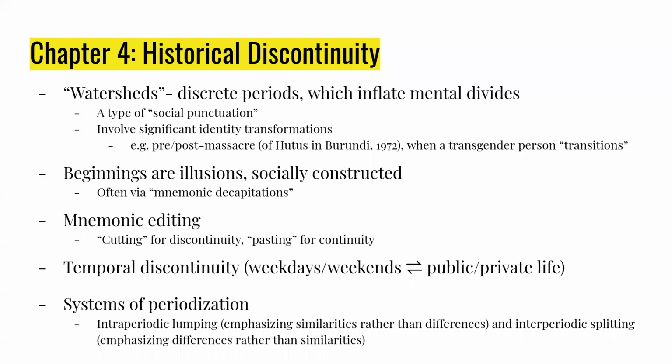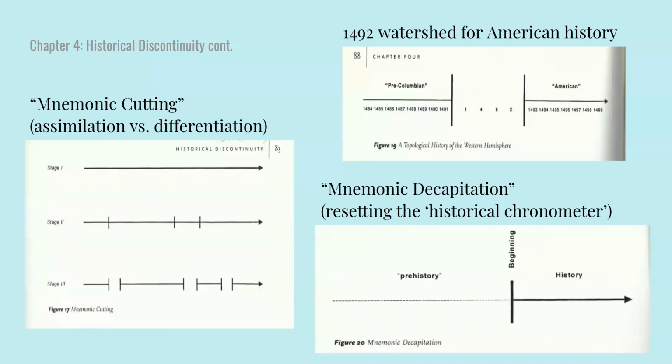Historical discontinuity is the idea that there's watersheds, which are discrete periods which inflate mental divides, that beginnings can be illusions and are socially constructed is also a method of creating historical discontinuity. And then mnemonic editing is where there's cutting and pasting, basically ignoring certain periods and then smushing together others to create like these senses of divides and separateness. And systems of periodization. I'll let you pause the video and look at these figures.